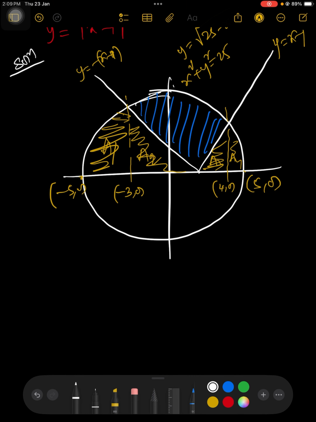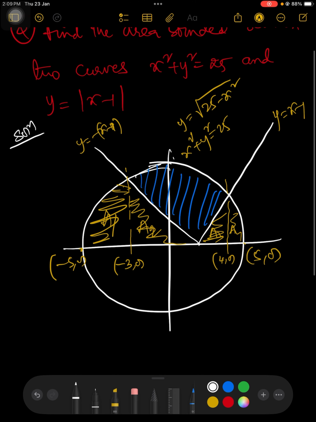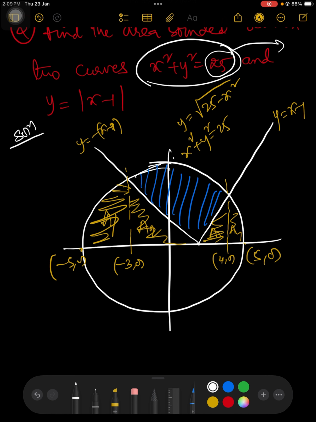Okay, before going to that, the area of this circle is pi r square. Now r square is 25, so pi into 25 is the area of this circle, and above only the upper part, that is the semicircle. Now coming to this, the area of the semicircle is 25 pi by 2. Now move on to the areas one by one.